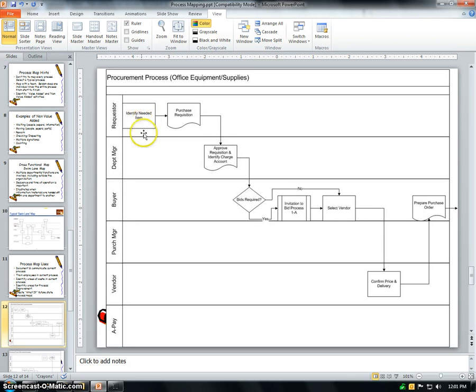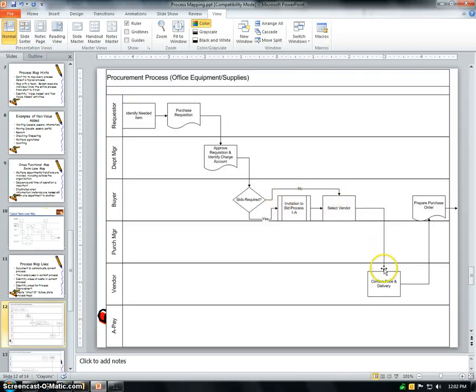The requester says they need something, and they fill out a purchase requisition. Again, we've got this document shape, and then they hand that purchase requisition off to the department manager. The department manager performs some kind of approval, and then they hand it off to the buyer. The buyer asks themselves, do I have to have bids in order to buy this item? If the answer is yes, I have to have a bid, then here's one of these predefined processes. That means invitation to bid is a whole process in itself, and is going to be detailed somewhere else. I'll show you that here in just a second. If the answer is no, there's not a bid required, then the buyer selects a vendor.